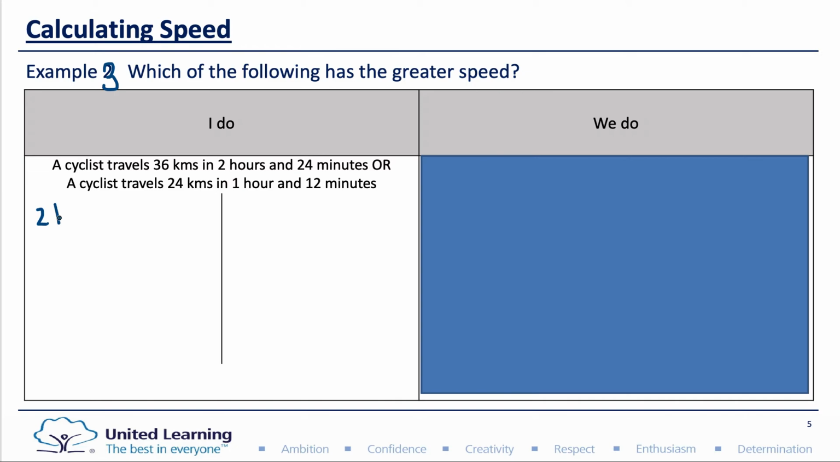So I know that 2 hours is equivalent to 120 minutes. And I'm going to add on those 24 minutes. 2 hours, 24, that's where I got that from. And I'm going to get 144 total minutes. So here's 1 unit of measurement for the entire time frame. And that was done in 36 kilometers. So let's find that speed out.